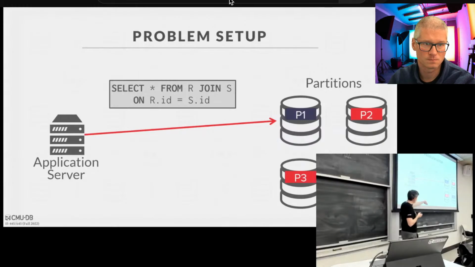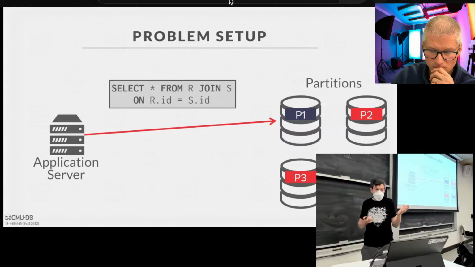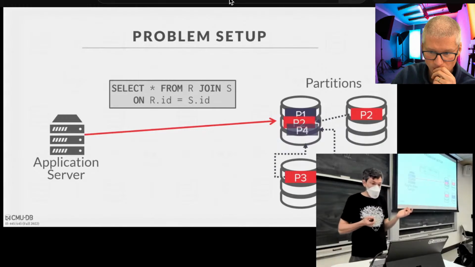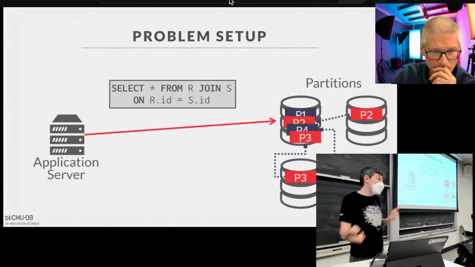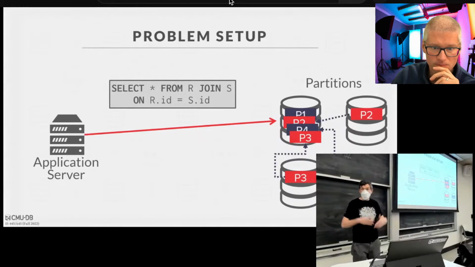So the data is stored across these different partitions, but we need to produce a single result as if it was sitting on a single logical node, right? So the easiest thing we could do is just take the data from the different partitions that are stored in different nodes and copy them or transfer them over the network to this one node, then do my join on R and S and produce the result.